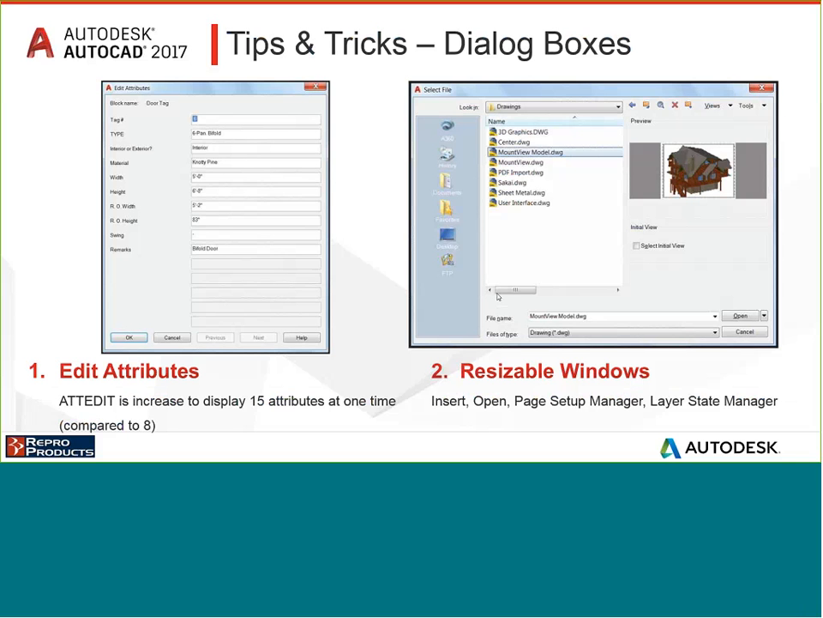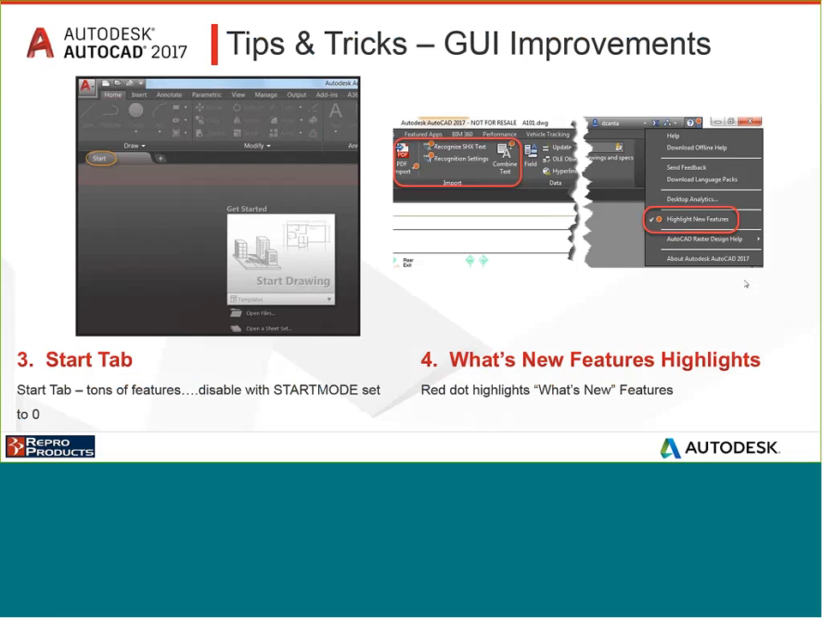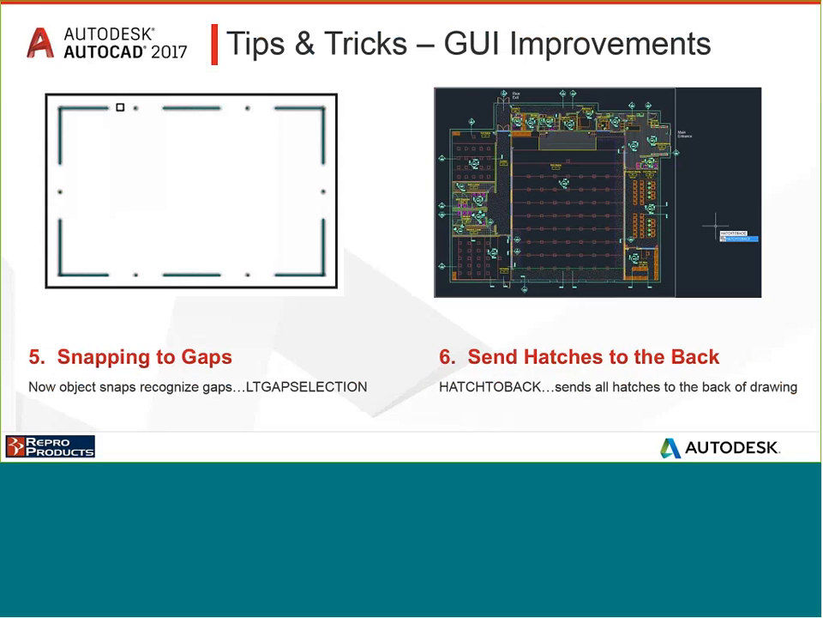The first tip is the Edit Attribute dialog box has now been adjusted to have 15 lines of capability as compared to 8. There are a lot of windows in AutoCAD now that you can resize, especially the Insert dialog box, so you can actually see a larger preview. So other boxes such as Insert, Open, Page Setup Manager, Layer State Manager, those are adjustable. The Start tab will cover all of that information. What's new features are now actually highlighted with a dot, and you can see them here.